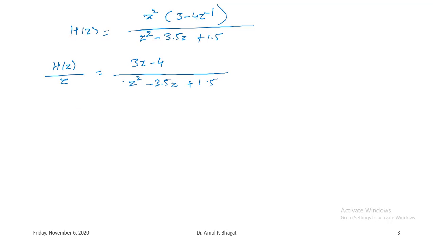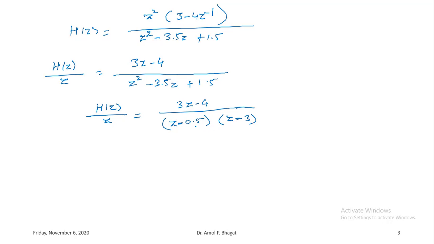Now I can factorize this denominator. I can identify the roots of it, right? It is a second order polynomial, so I can write H of z upon z is equal to 3z minus 4 whole upon, the first root I can take as z minus 0.5, right, and another z minus 3.